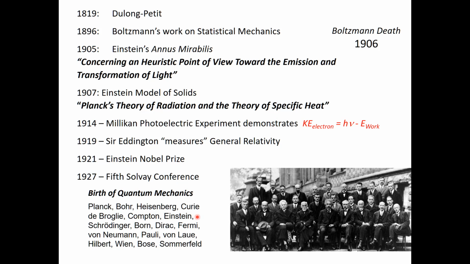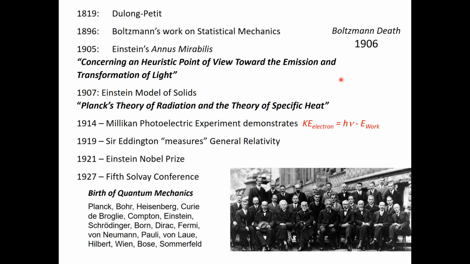And so this is really a who's who of quantum mechanics. We have here Planck, Bohr, Heisenberg, Madame Curie, De Broglie, Compton, Einstein, Schrödinger, Born, Dirac, Fermi, von Neumann, Pauli, von Laue, Hilbert, Wien, Bose, Sommerfeld. All the big names are here, and this is when quantum mechanics is really getting started. But again, it all got started because of Einstein's 1905 paper.